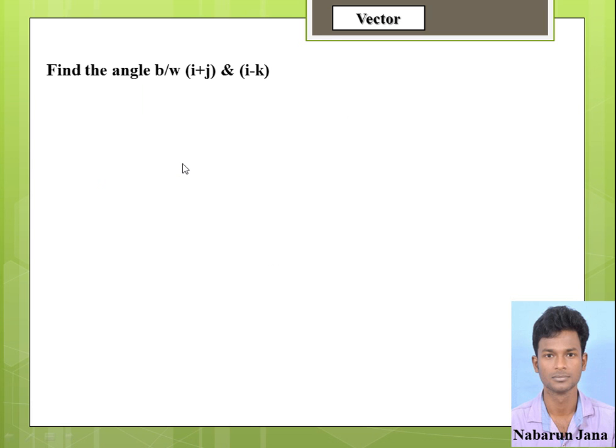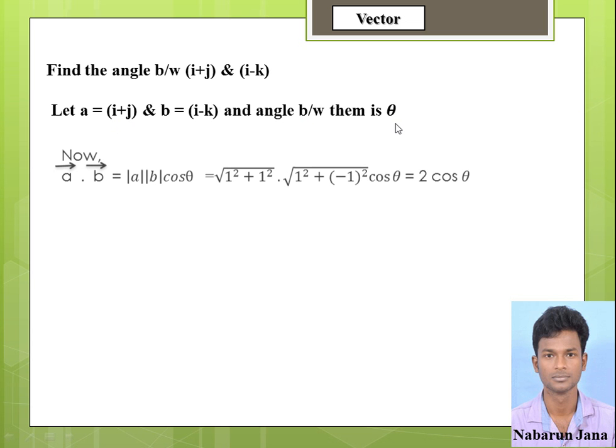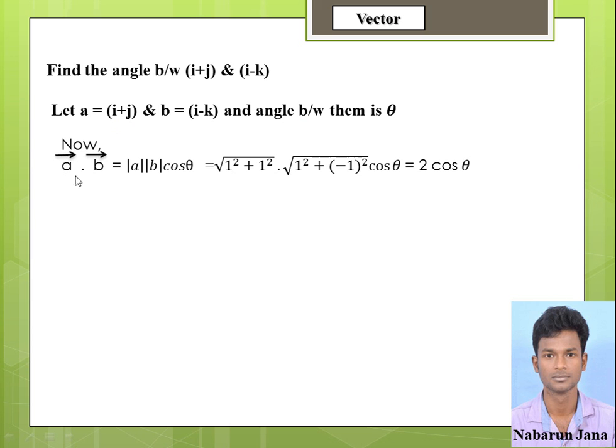So the question is, find the angle between i plus j and i minus k. Let this one be vector a and this one be vector b. So a is i plus j and b is i minus k. Please put arrowheads on the vectors and say the angle between them is theta. So we know a dot b equal to mod a mod b cos theta.